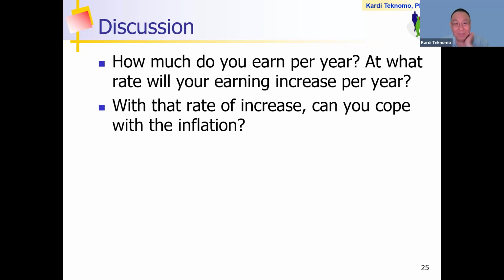Anyone want to say something? Government workers, they have salary increases. Okay. So it's not required for the private sector to increase.